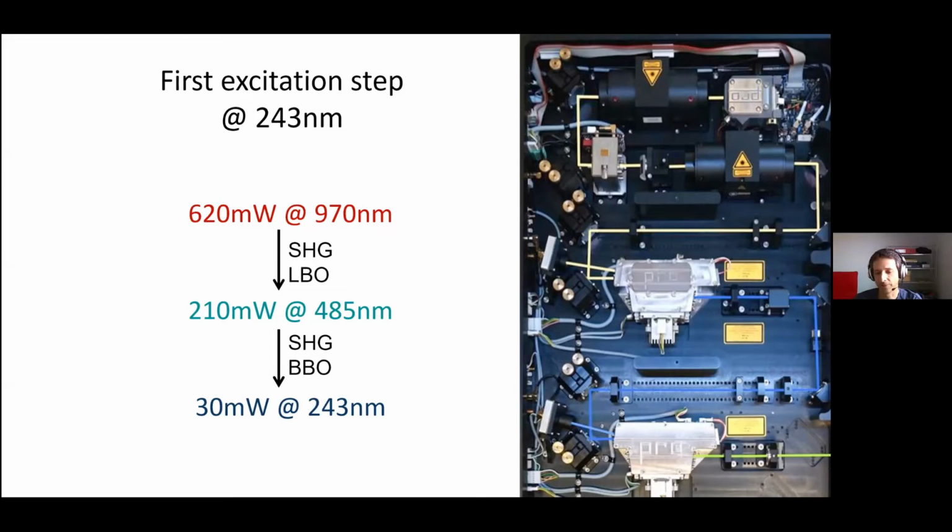Of course, on top of that, since it's 243 nanometers, the power is not super stable, so it will drop over the course of a day by something like 50% or so. So you optimize in the morning, and then in the evening, power is only half. But we are currently getting an upgrade from the company, and we hope that it's getting better then.